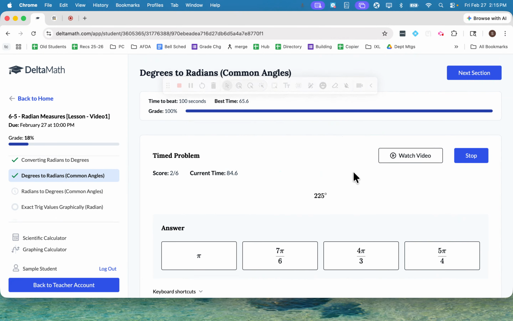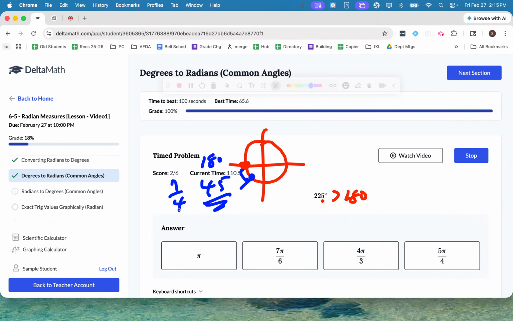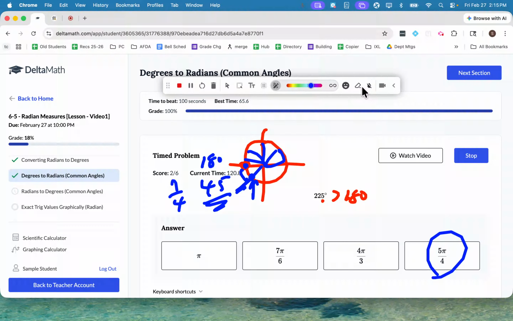I'll do one more. 225, that's a good one. 225, it's more than 180. And how much more? Again, that 5 digit is a giveaway. It's 45 more than 180. So you're right here. 45s are these quarter slices. How many of them are there? Well, it takes 4 to get to here, and it takes 1 more to get to this spot right there. So it's 5 quarters.